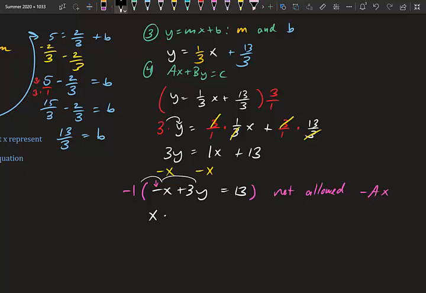Negative times 3y is negative 3y, and negative times 13 is negative 13. Do you notice when you multiply or divide by a negative, you just switch all the signs? That's what we're doing. We're just switching all the signs. Alrighty.